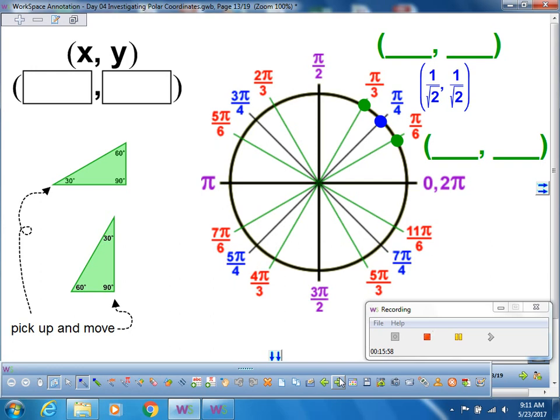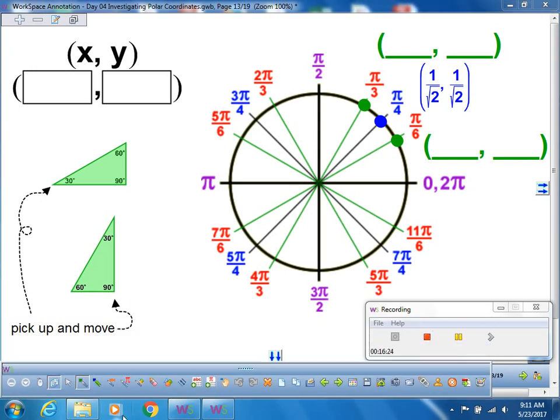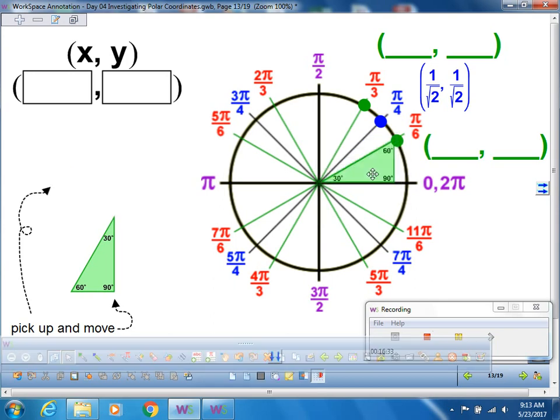All right, so now we're going to talk 30s and 60s. I'm doing them together because they're the same triangles that we're using, the same special triangles. A 30, 60, 90 is the same as a 60, 30, 90. They're exactly the same triangles. So let's talk about the 30 first. There will always be a 90-degree angle.